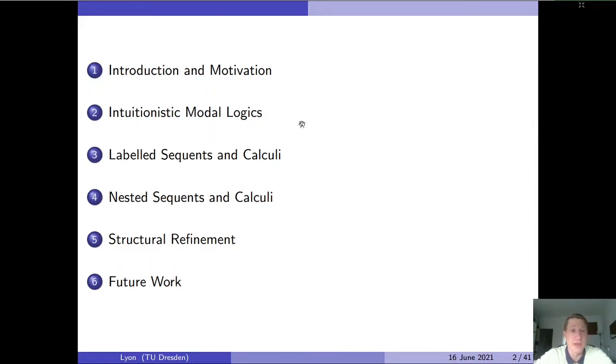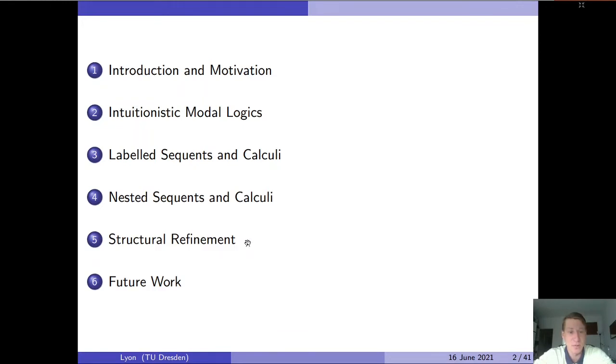After that, I will then explain the intuitionistic modal logics that we will be interested in, which are due to Plotkin and Stirling and arise in a 1986 paper of theirs. After that, I'll then introduce Simpson's labeled sequent calculi for these logics, which were given in his 1994 PhD thesis, and then introduce the nested sequence systems, which I extracted from these labeled systems.